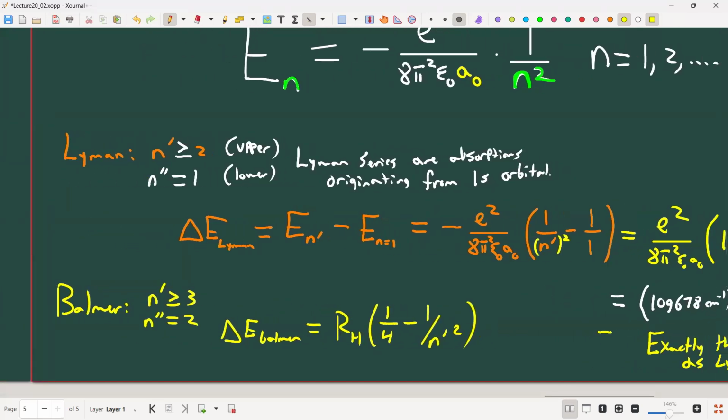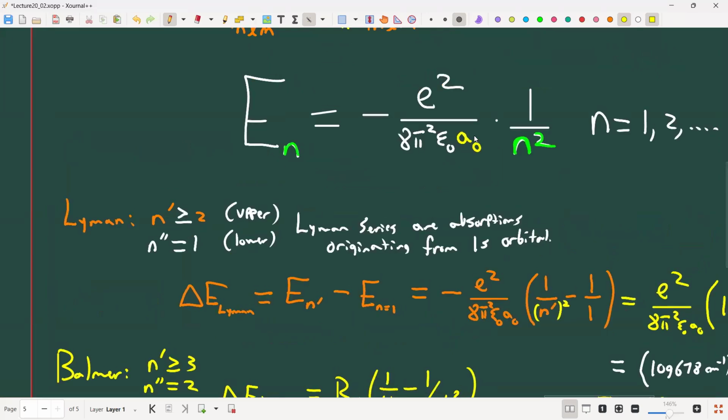Okay. So one thing I want to spend a moment on is this formula for energy for hydrogen. First of all, it's not dependent on l. What that means is that the 2s and the 2p orbitals have the same energy. The 3s, the 3p, and the 3d all have the same energy. All the n equals 4 orbitals have the same energy.